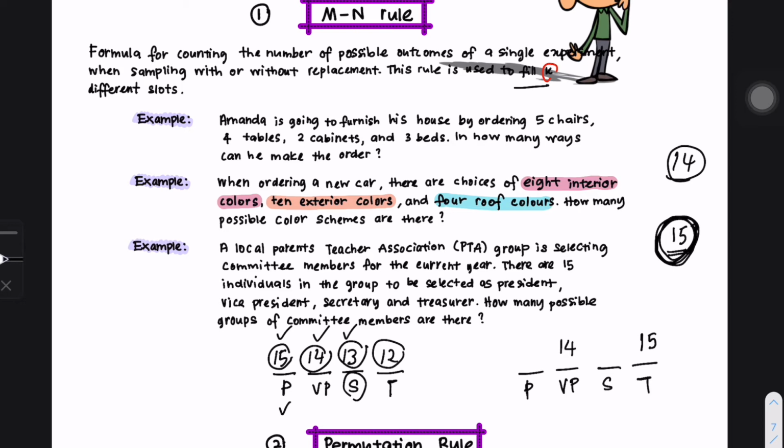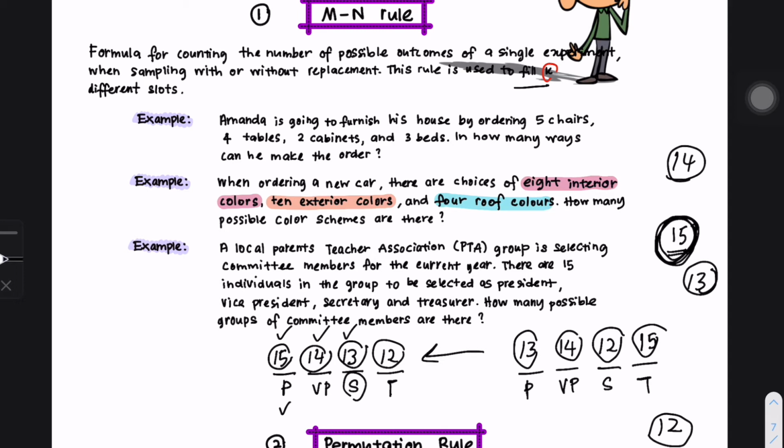Lepas tu dah seorang dah jadi vice president. Berapa yang tinggal yang tak jadi apa-apa lagi? 13. So now you nak choose apa? Presiden pula. Okay, presiden ada 13 choice. Sebab 13 je yang tinggal. Now, seorang dah jadi bendahari, seorang dah jadi vice president, seorang dah jadi presiden. So the member that remain tak pegang apa-apa jawatan hanyalah 12 orang. So if you want to choose secretary, you only can choose from these 12 member. So you only have 12 pilihan. So, berapa possible outcome? 13 multiply by 14, multiply by 12, multiply by 15 is the same like here.